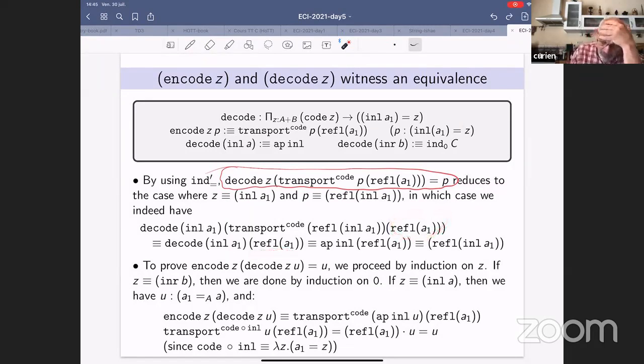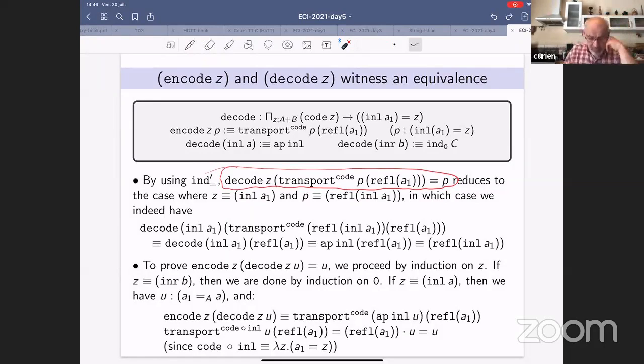And then I have to compute decode of in left A1, ref A1. And here I use the definition of decode on something of the form in left. So I get up in left of ref A1. And application of reflexivity gives reflexivity. So I get what I want.